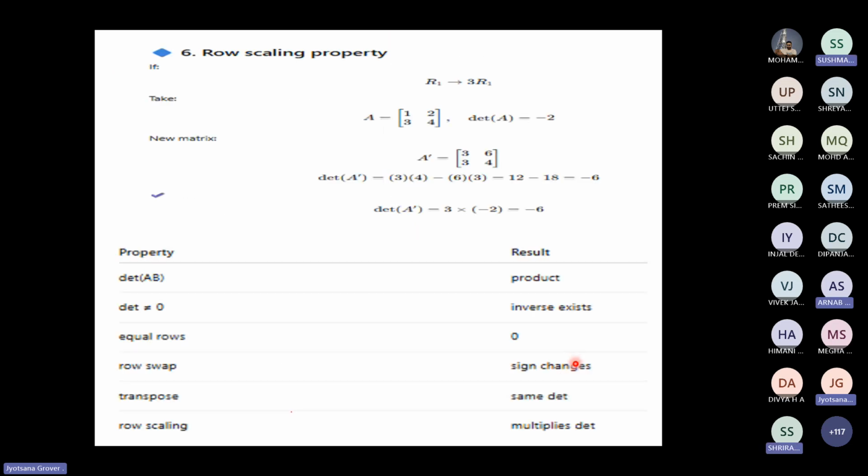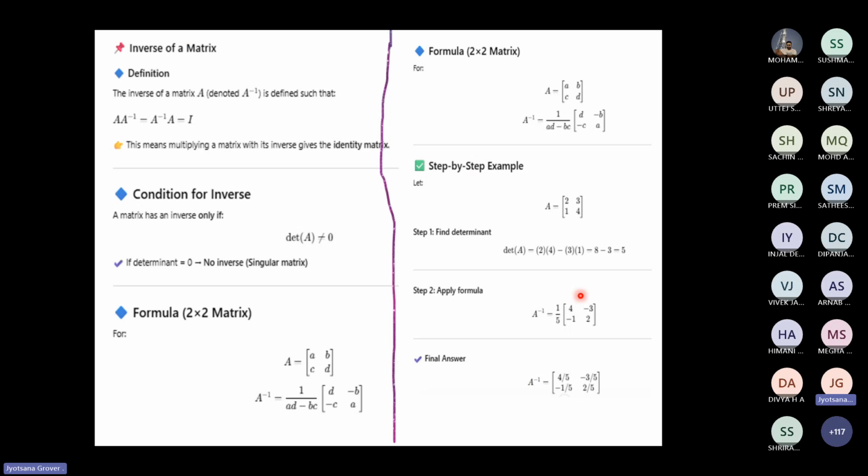Ma'am, I have one question. Can you please explain the second one? Non-zero determinant, inverse exists. I have it. Basically, first I'll tell you what is an inverse. Okay.